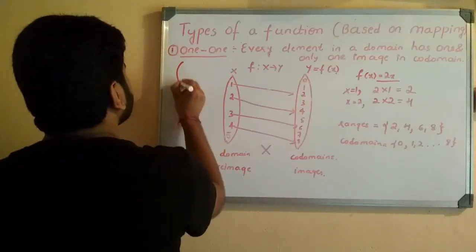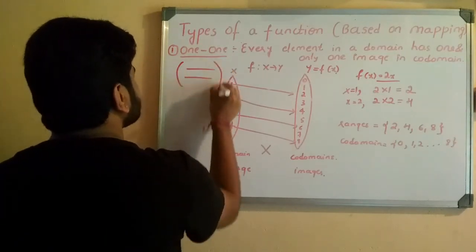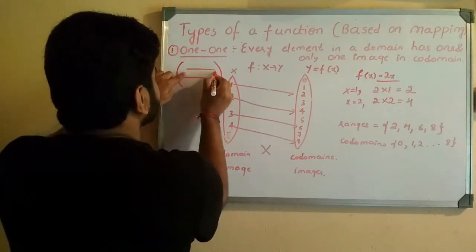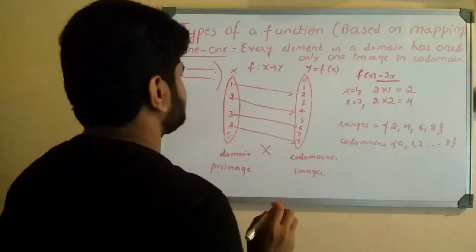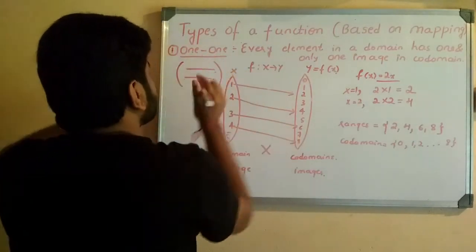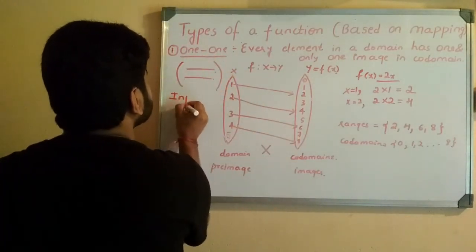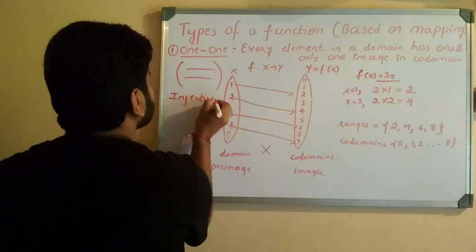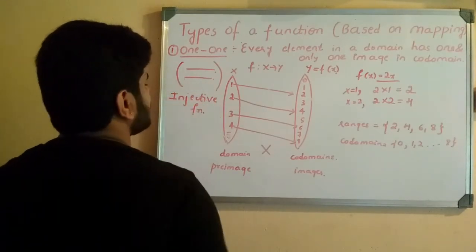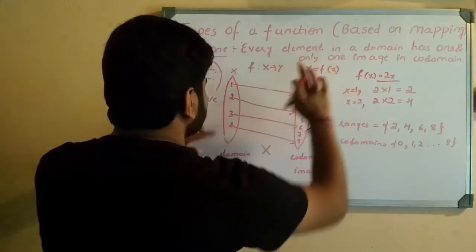The symbol for one-one function is like this: 1 to 1 function. This one-one function is also called an injective function. And this mapping is called a one-one function.